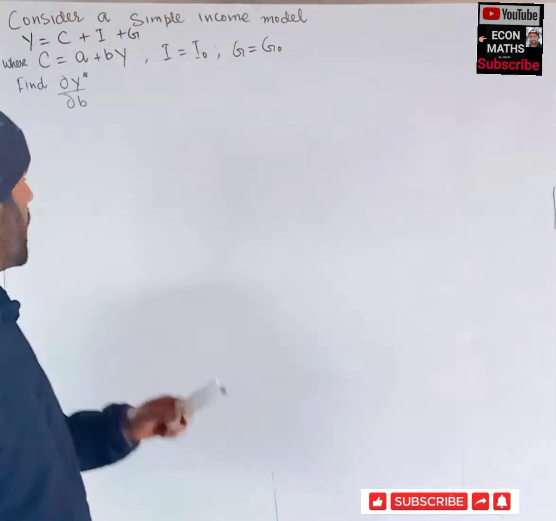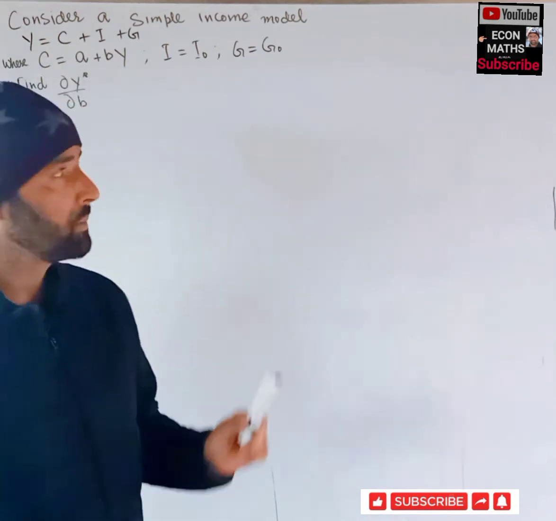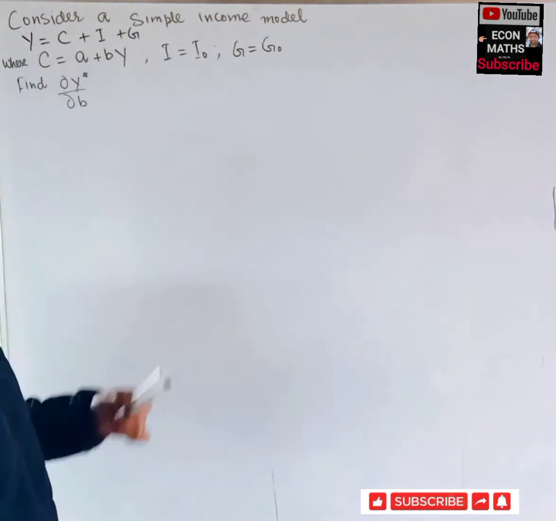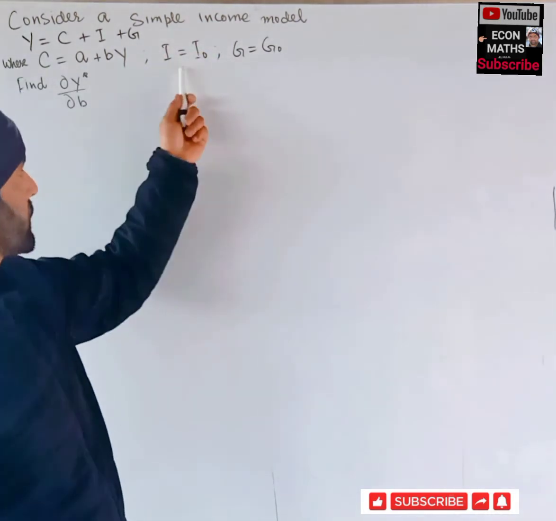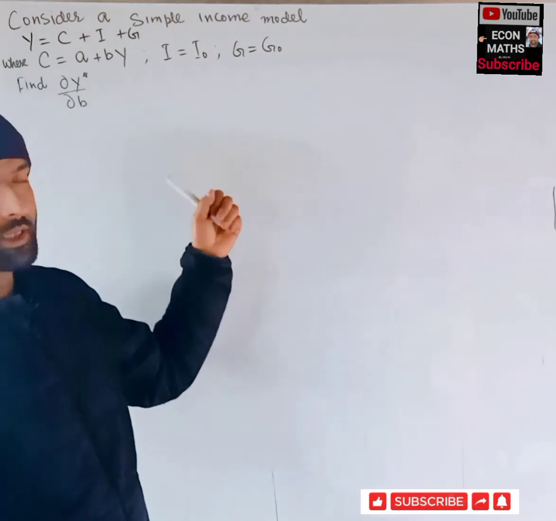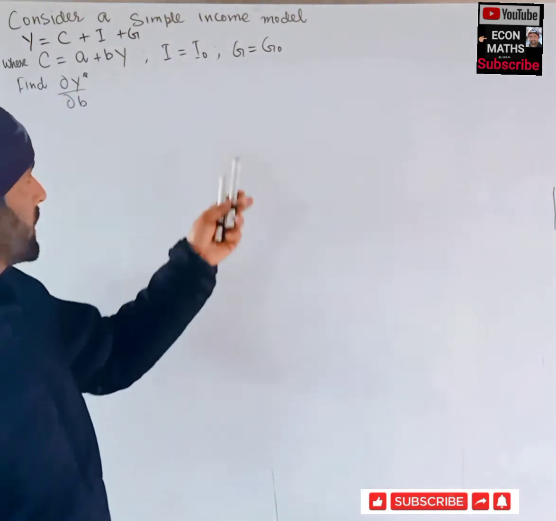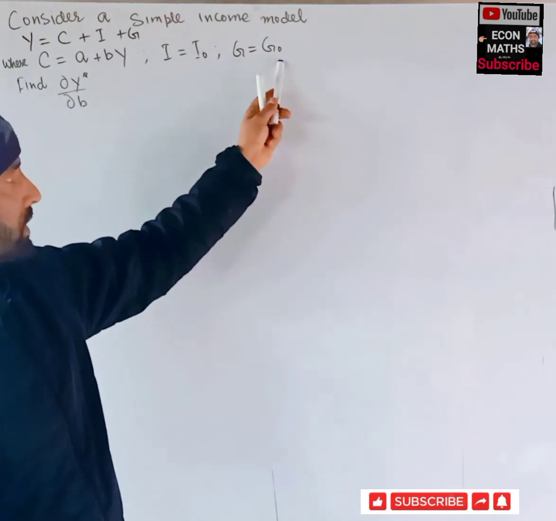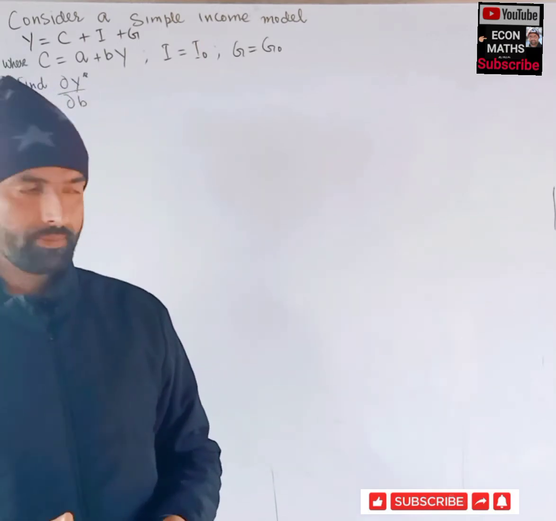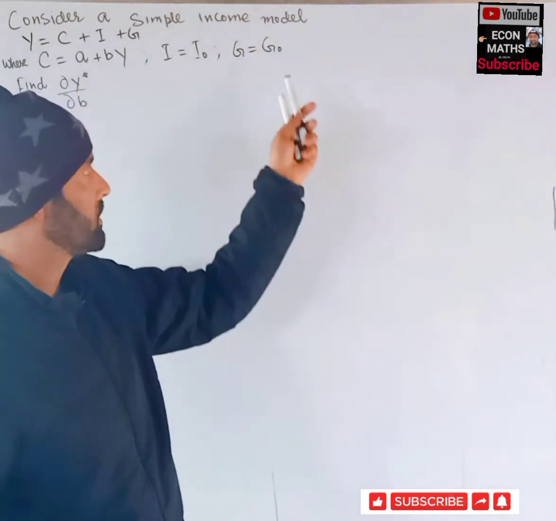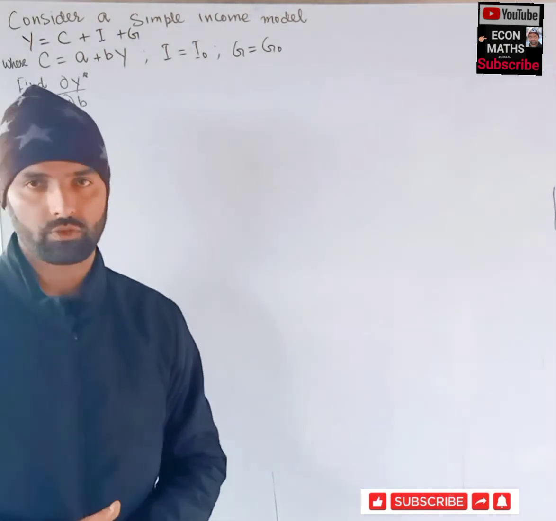expenditure. The consumption function is given as a + by, where a is the autonomous consumption, and b is the marginal propensity to consume. Here I = I naught, the autonomous investment, that very investment which doesn't depend upon the level of income or interest rate. Also G = G naught, which is the autonomous government spending, irrespective of the interest rate or other stuff. These are the independent variables, or we can say these are the exogenous variables.